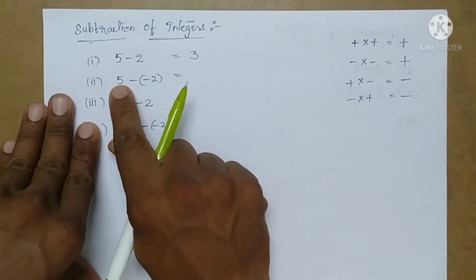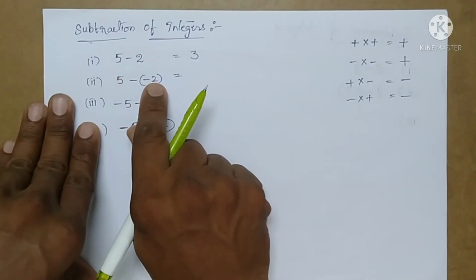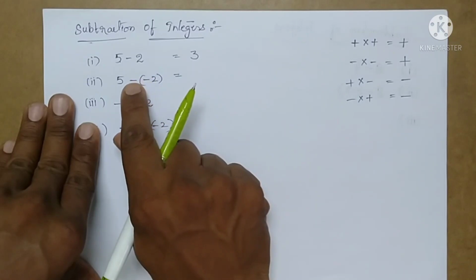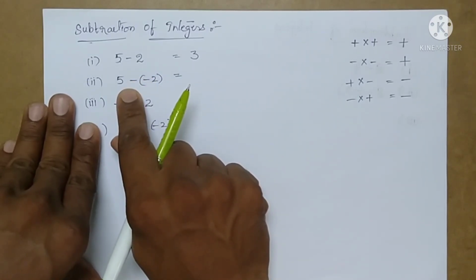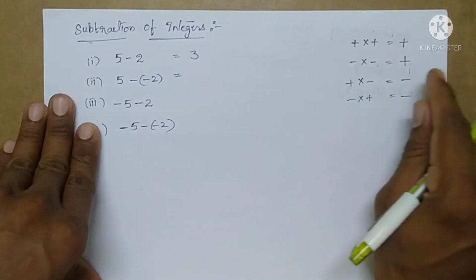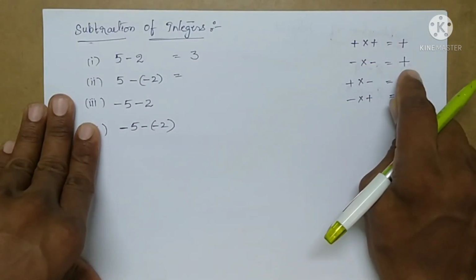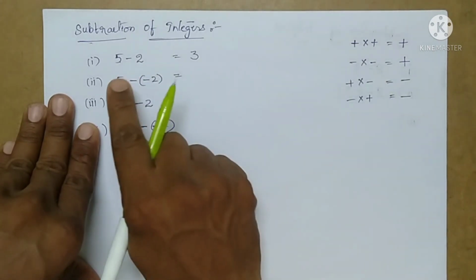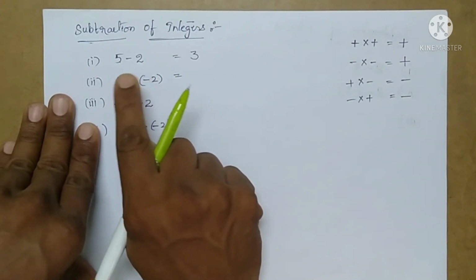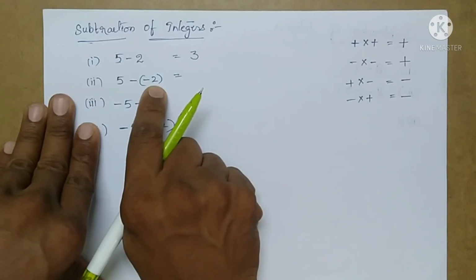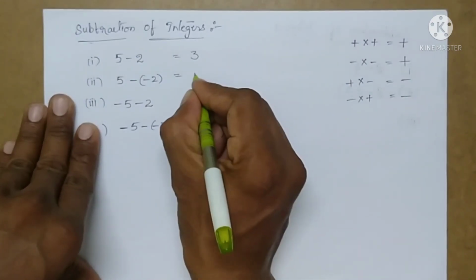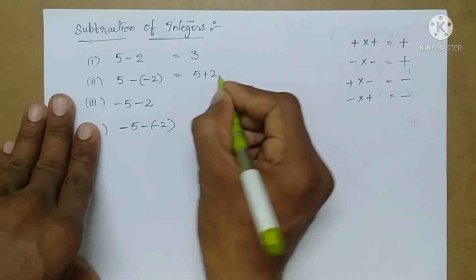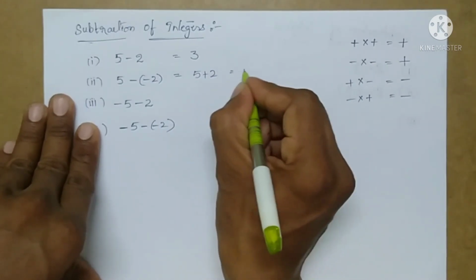So here, 5 minus of minus 2. We just multiply these two signs. We already know minus into minus is equal to plus, right? So the result is 5 plus 2. We have to multiply the signs first, so minus into minus is equal to plus. So 5 plus 2. Result is 7.